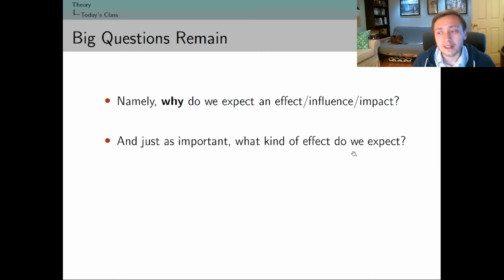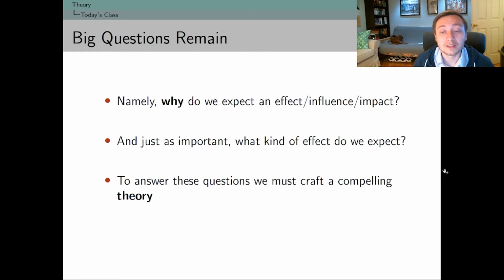And again, just as important, and perhaps even more important for the analytical research design segment of our study, what kind of effect do we expect? If we think that our IV concept has an influence on the DV concept, what is that influence? Is it going to cause an increase in the DV concept? Is it going to cause a decrease in the DV concept? Is it not going to change the DV concept? This type of effect is what we want to know about. And in order to do that, in order to explain our logic as to why we expect some specific effect between the IV concept and the DV concept, we need to put together what's known as a theory.